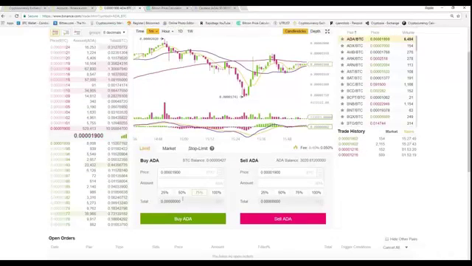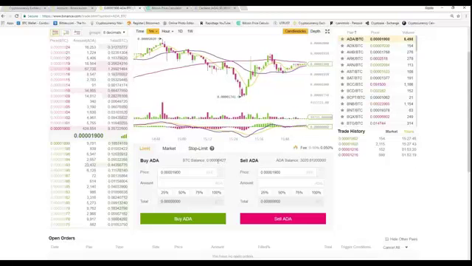Down here, this is where you're actually going to buy your cryptocurrencies. So it says buy ADA, we're buying Cardano. Bitcoin balance shows how much Bitcoin I actually have in my wallet to purchase Cardano. As you can see, I don't have any Bitcoin in my wallet because I have all my holdings in other alternative coins right now, but that's where your balance would be shown. So right down here, this is where you're going to buy Cardano.